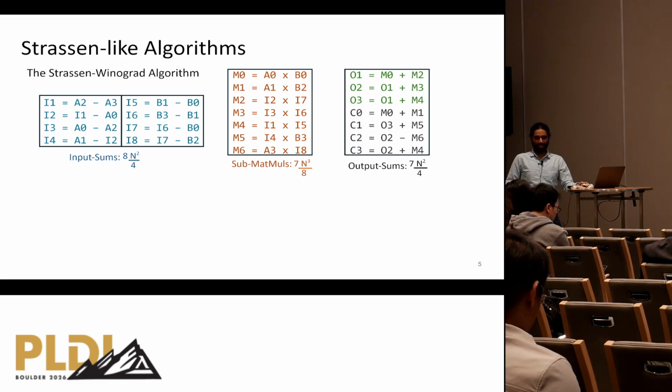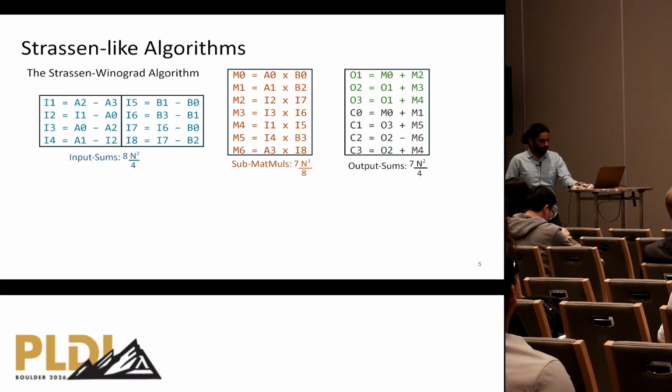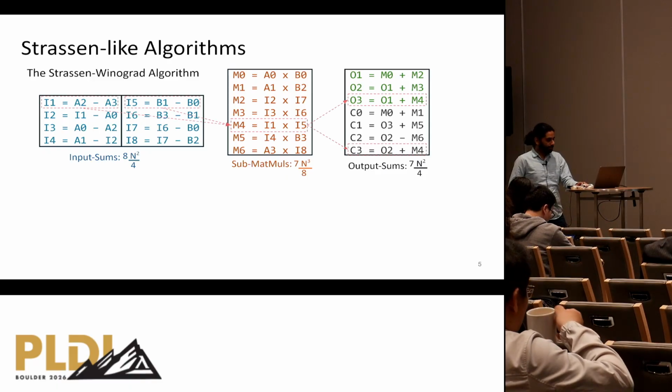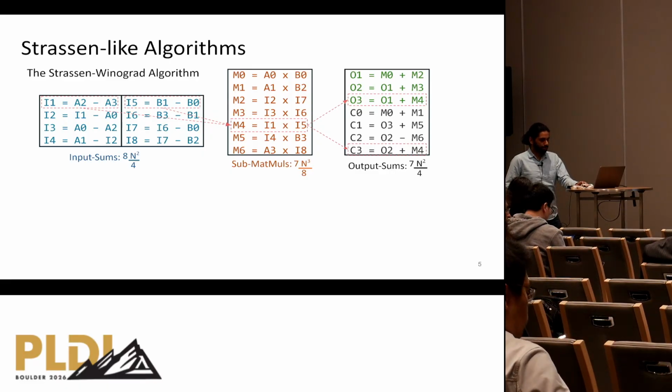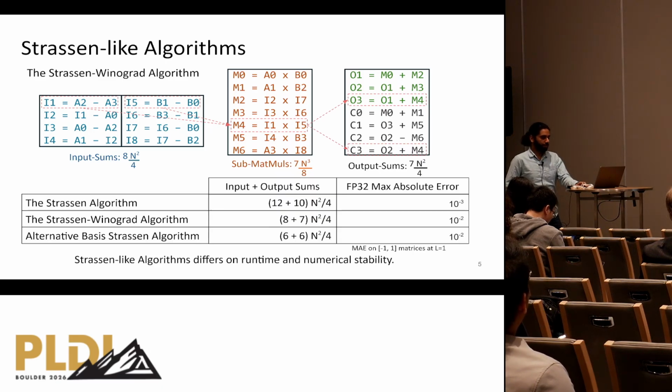Now there are several Strassen algorithms, and one of those is a Strassen-like algorithm, which has some input summations that you see on the left hand side, then it does 7 smaller matrix multiplications, and then it does some output summations. So let's look into this particular M4 that takes I1 and I5 as input. I1 is A2 minus A3, I5 is B1 minus B0, and the output of M4 is used to update C3 and C2.